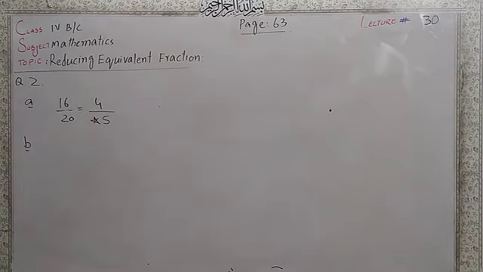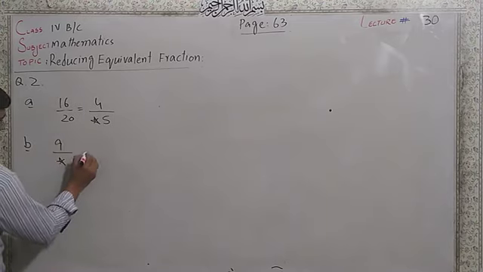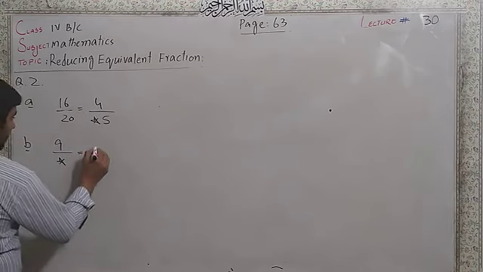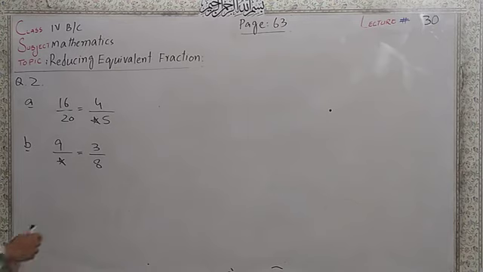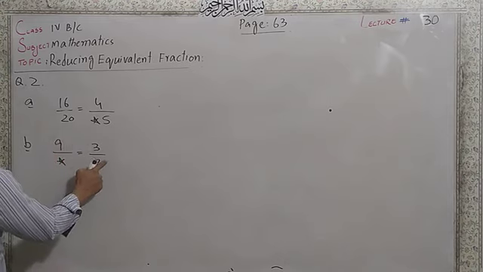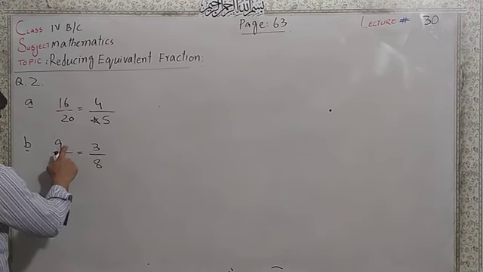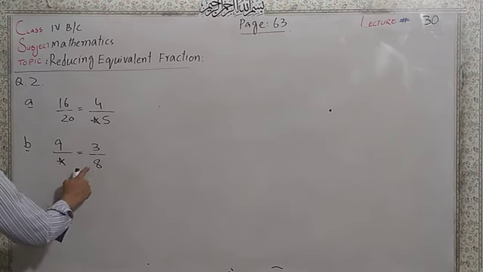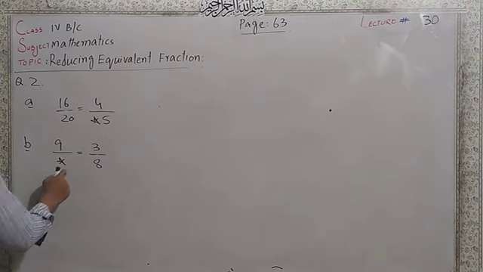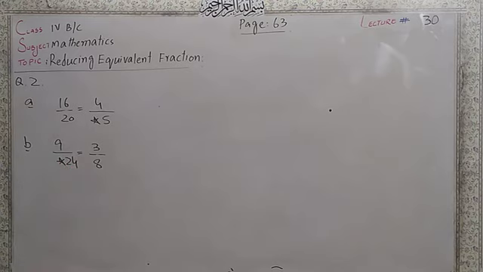In B, you have 9 over unknown value and then 3 over 8. Here you will check that 3 1s are 3, 3 2s are 6, 3 3s are 9. Means we read table of 3 up to 3 3s are 9. And here you will read table of 8 three times. 8 1s are 8, 8 2s are 16, 8 3s are 24. This is the answer.